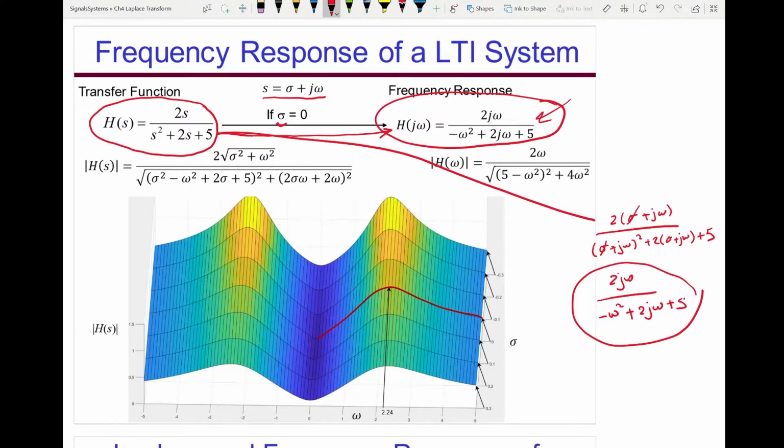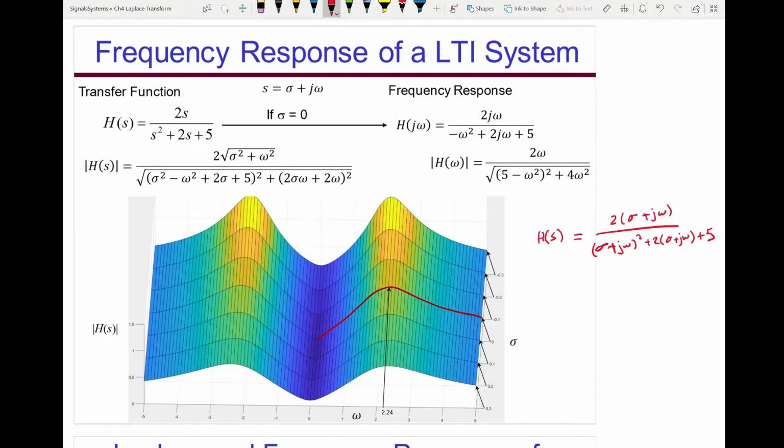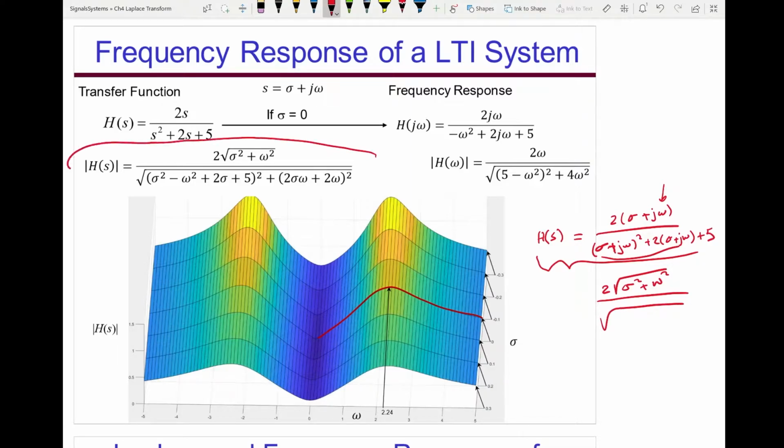Now, if I try to plot the magnitude of H of s using MATLAB, I have to find the magnitude of this component. Just to show you the denominator, it will be the square root of the real part squared, sigma squared, plus the imaginary part squared, that's omega squared. I do the same thing for the numerator and I will get this quantity. Now, if I plot this using MATLAB, I have two variables: sigma, which is the decay rate, and omega, which is the oscillation rate.